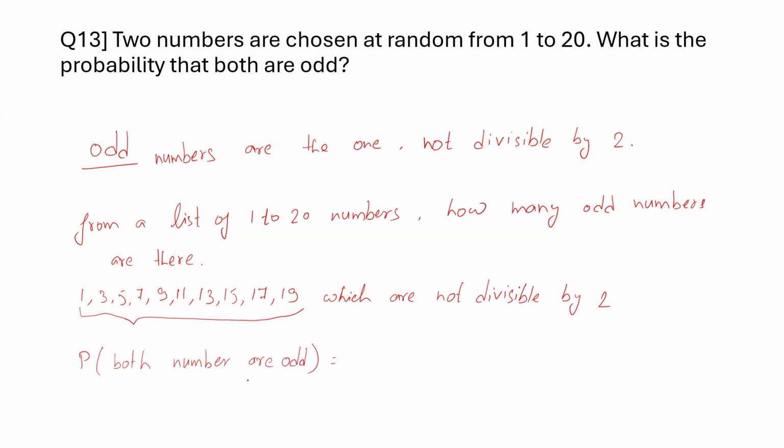Again, consecutive probability. What is the probability of first is odd into probability of second is odd? That is how you have to compute it. What is the probability that the first number you pick is odd? How many odd numbers are there? 10. How many total numbers are there? 20, right? 1 to 20, right?